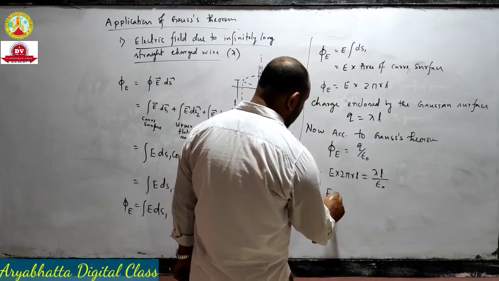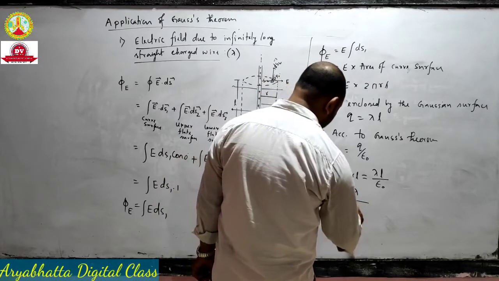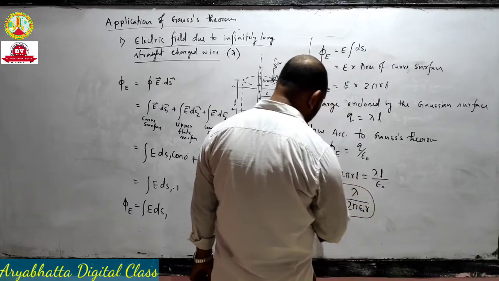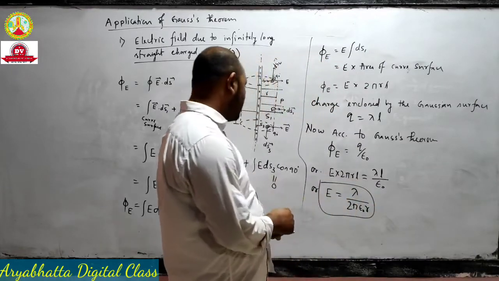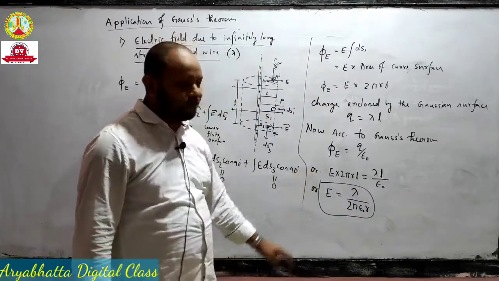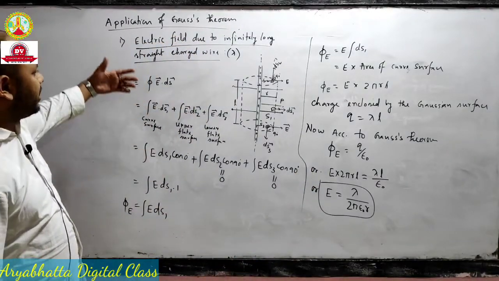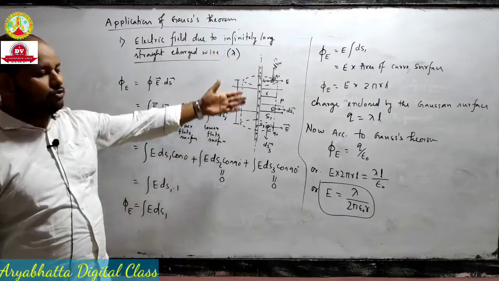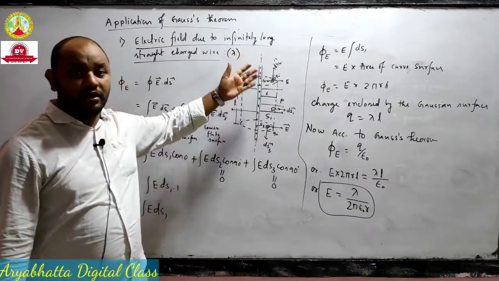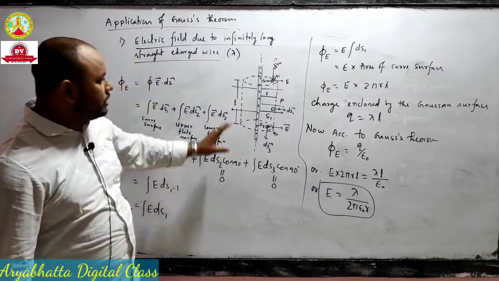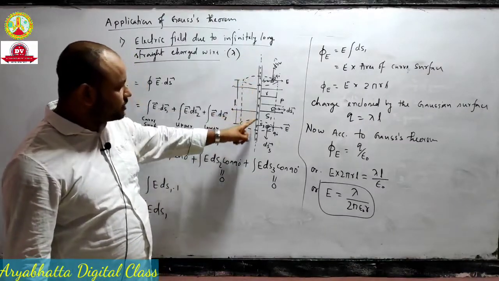Therefore, the electric field is how much? Lambda divided by twice pi epsilon naught into R. So this is the value of the electric field at distance R. So this is our one application: electric field due to an infinitely long straight charged wire.